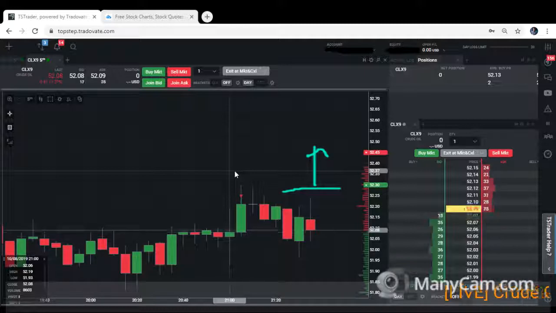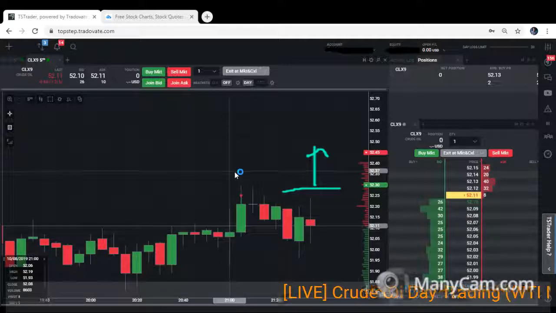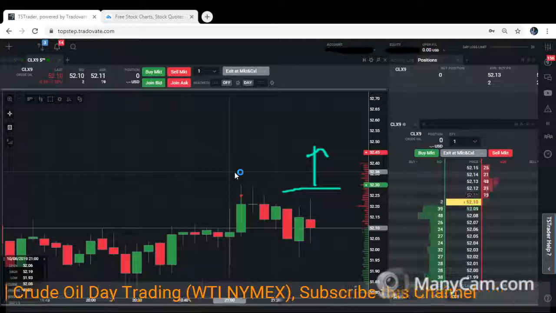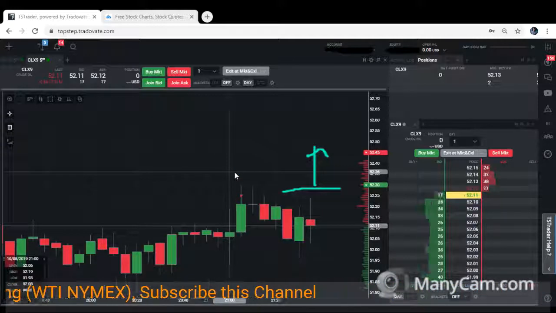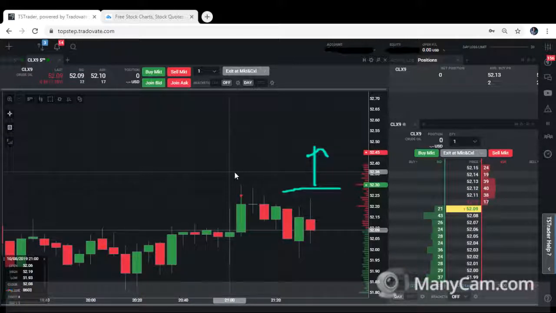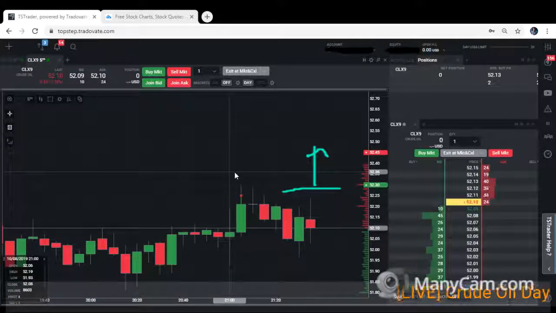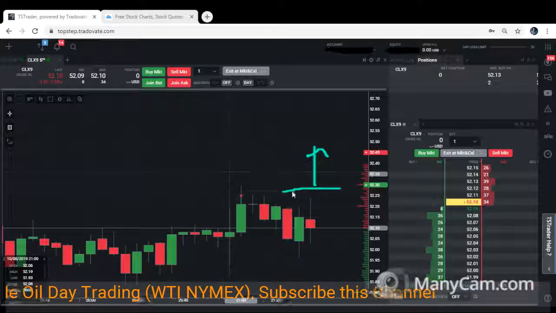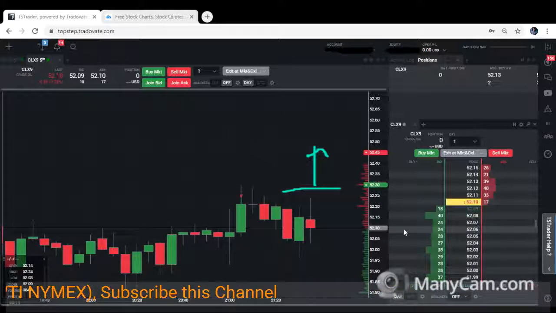And now we are entering the US session. I'm expecting a quick TP, a quick day trading setup for my own signal. So hopefully you can close it within a few minutes. By the way, the time now is 9:38 a.m. New York time. The price now is 52.10.